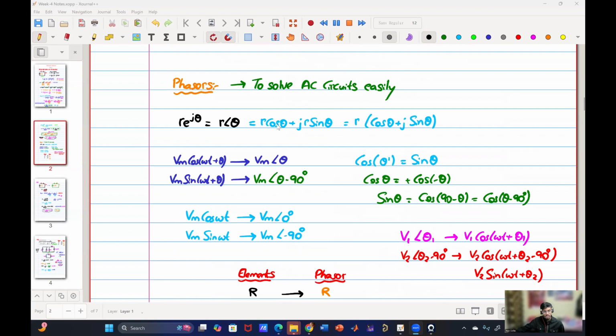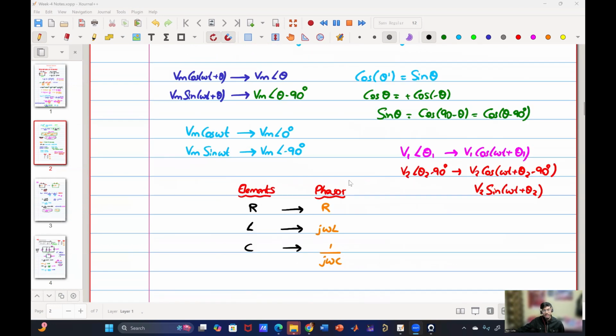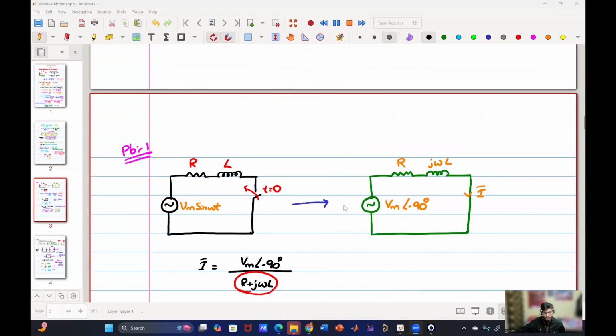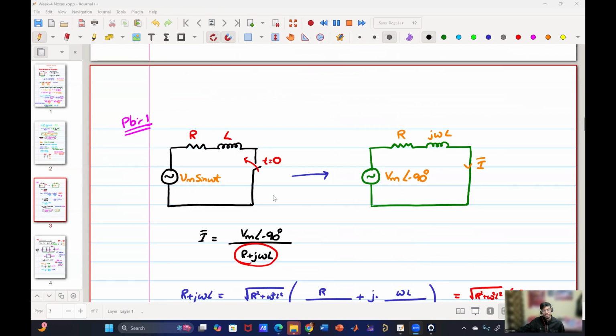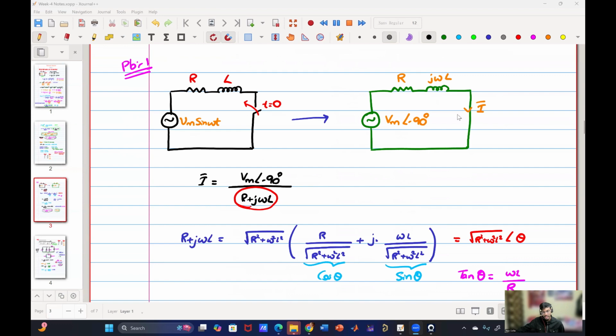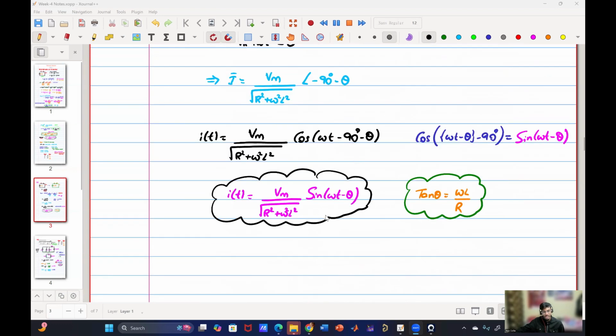So for that, we have gone through the conventions of the phasor. You follow these conventions, and we have seen that RLC should be converted into phasor form first, and then we have to start solving the circuit. So the same circuit which we have solved using the classical differential equation method, we have converted into phasors, and then we have solved, and we got the same expression.